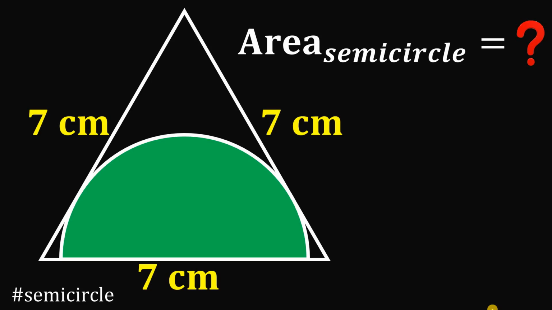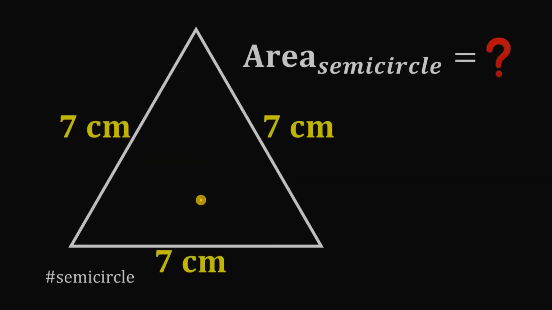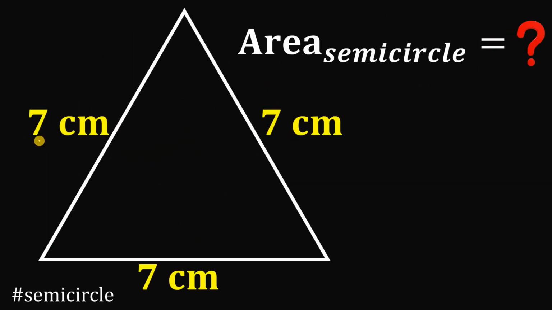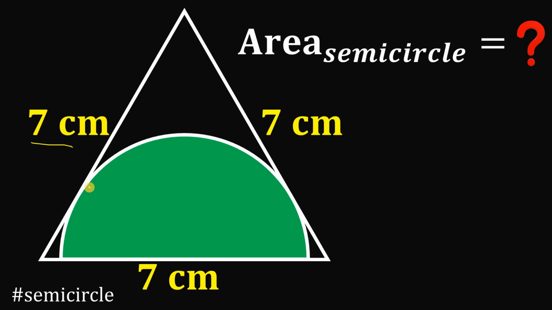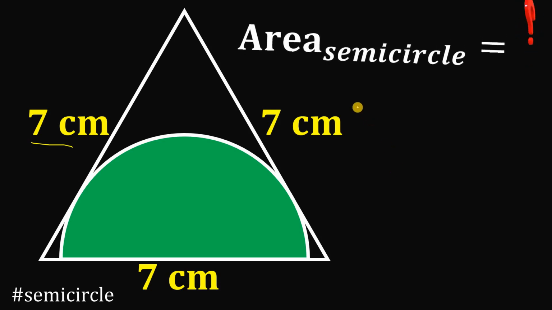Can you solve this geometry challenge? Here's the question. Let's start with this equilateral triangle with a side length of 7 centimeters. And now at this point, let's draw a semicircle inside of it such that the side of the semicircle is tangent to the side of this equilateral triangle. And the question is, what is the area of this semicircle?